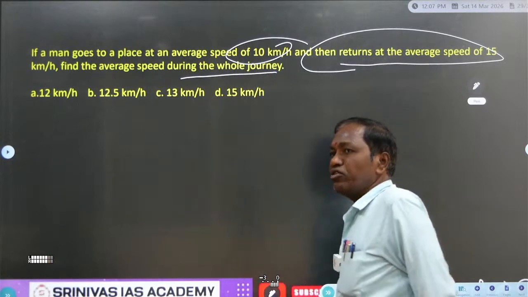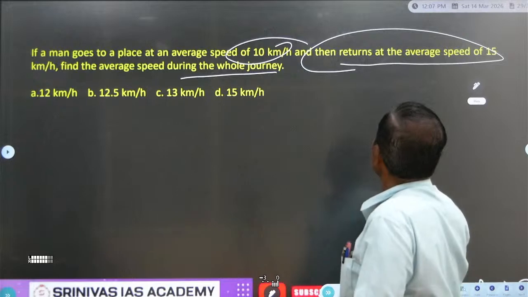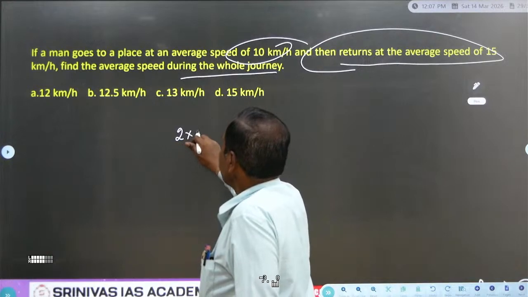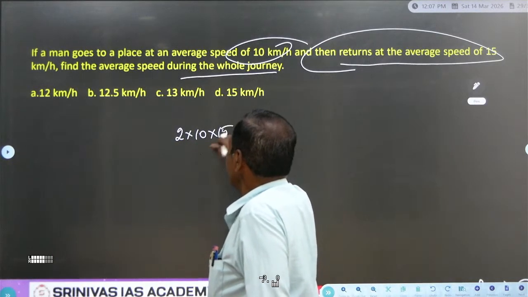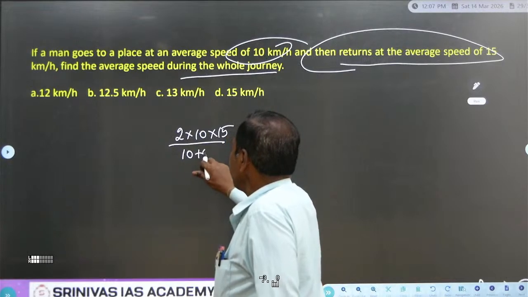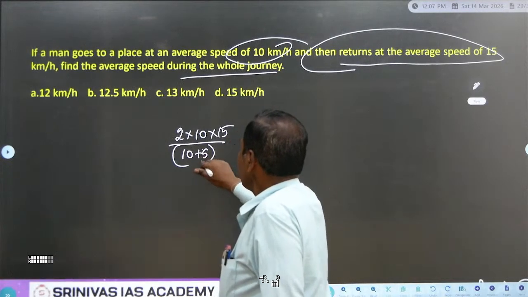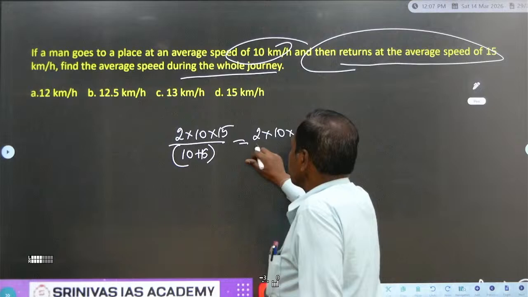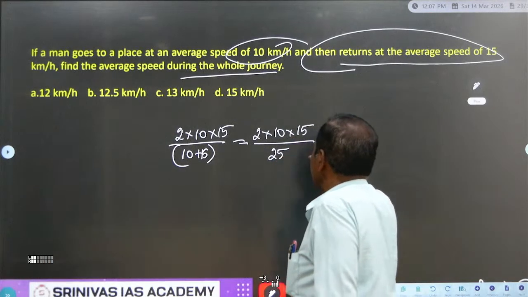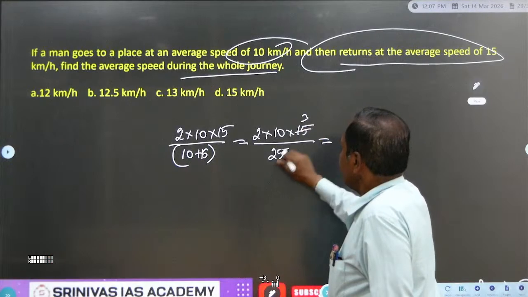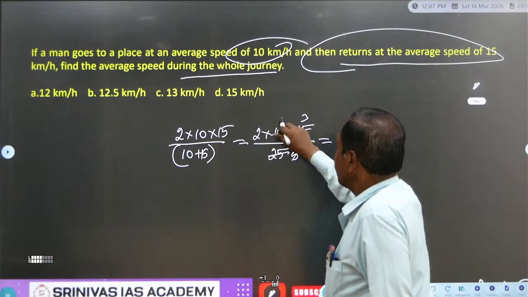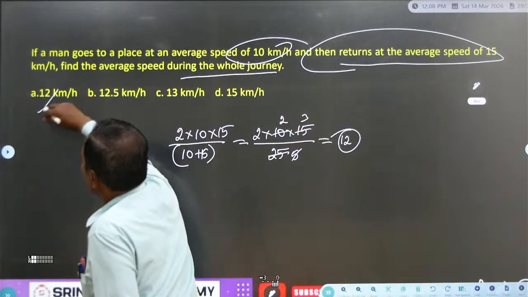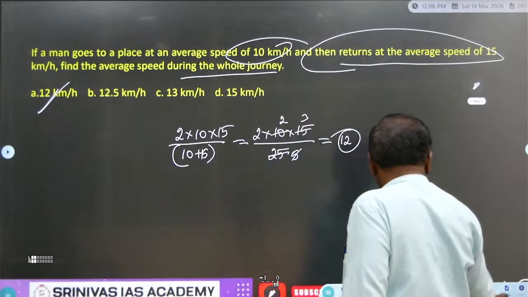While going it is 10 kilometers per hour, returning at 15 kilometers per hour. What is the average? 2xy by x plus y. 2 into 10 into 15 by x plus y, which is 10 plus 15, that is 25. You can simplify it. 5 3s are 15, 5 5s are 25, 5 1s are 5, 2 into 6 is 12. So 12 kilometers per hour. Right, this is 2xy by x plus y.